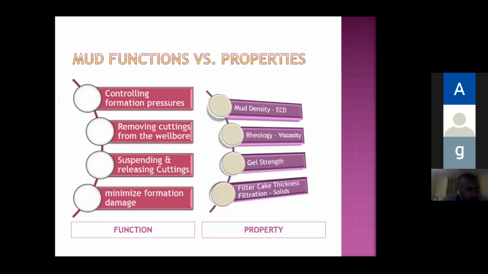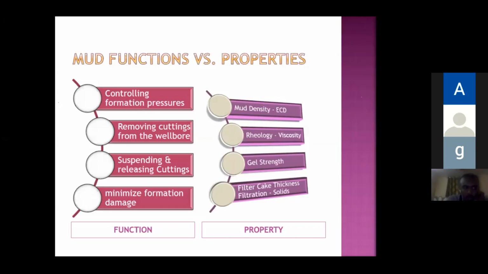Now, the third function is suspending and releasing cuttings. When we need to suspend, we need the mud to suspend cuttings, and when we need to release, we need the mud to release the cuttings. Suspend cuttings in static conditions, because sometimes we stop circulating and we still have some cuttings inside the hole. We need these cuttings to stay suspended, not to fall out again.